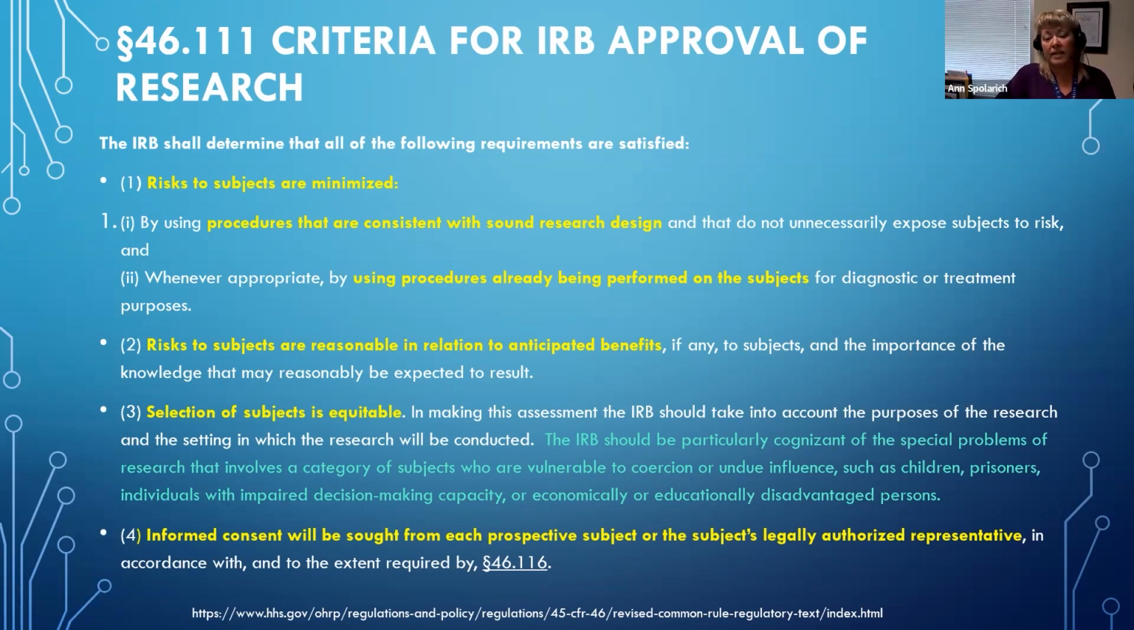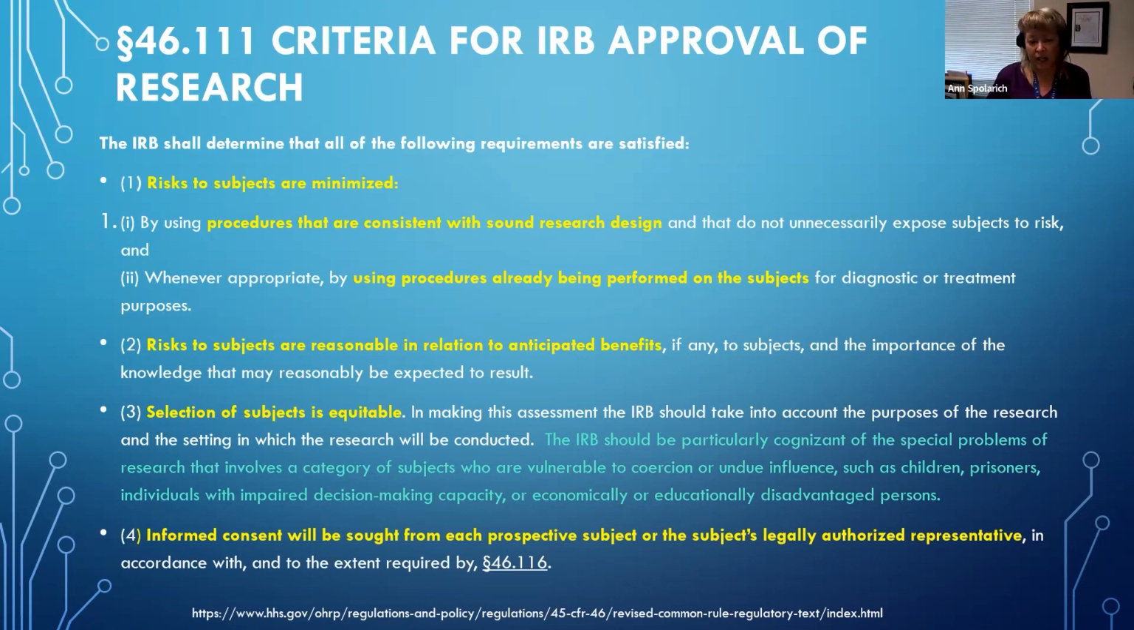We also want to make sure that the risks are reasonable in relation to the anticipated benefits, and to the importance of the knowledge that may be reasonably expected to result as a part of participation in the study. We also want to ensure that selection of subjects is equitable. So that means the IRB takes into account the purpose of the research that's being proposed and the setting where it will be conducted. So the IRB has to be particularly aware of special problems of research that involves people who are vulnerable to coercion or influence. And that, of course, includes children and prisoners, individuals who have impaired decision-making capacity, or people who are economically or educationally disadvantaged. And informed consent has to be sought from each prospective subject or the subject's legally authorized representative.